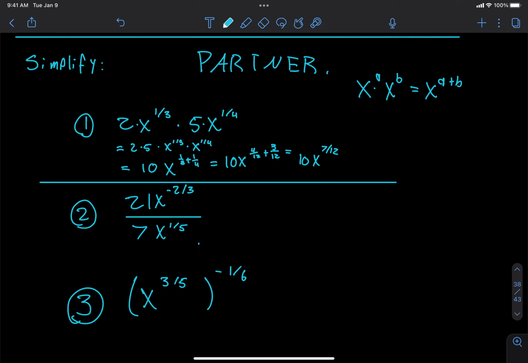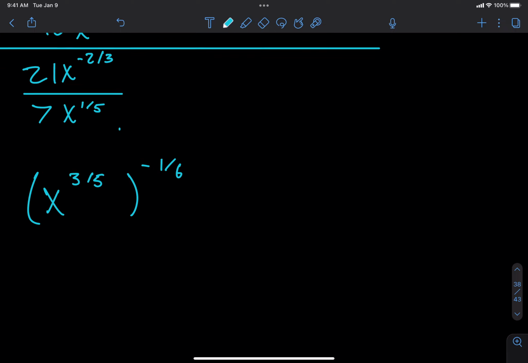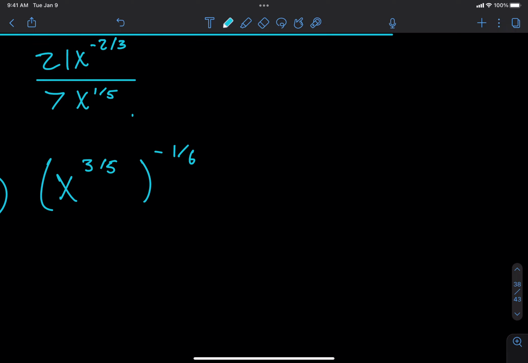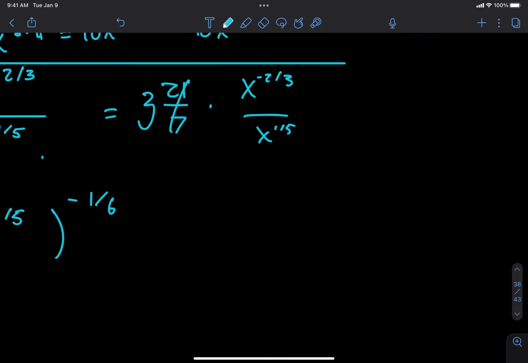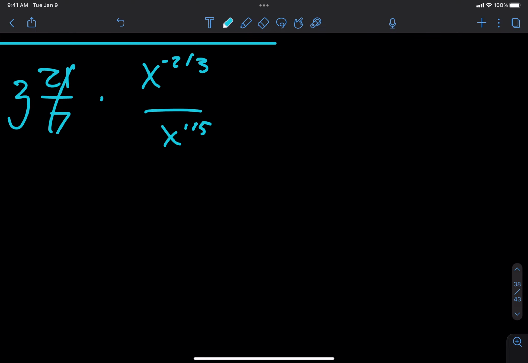All right, then let's talk about the next one. This one's more complicated, except for the fact that I can do multiplication and division in any order that I want, right? So first of all, I could rewrite this as 21 over 7 times x to the negative 2/3 over x to the 1/5, right? And 21 over 7 is just 3, right? Okay, so how do I deal with x to the negative 2/3 divided by x to the 1/5?